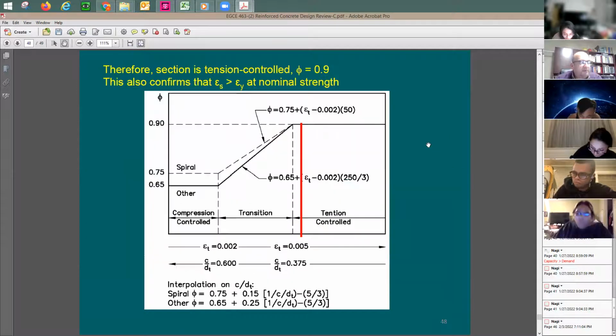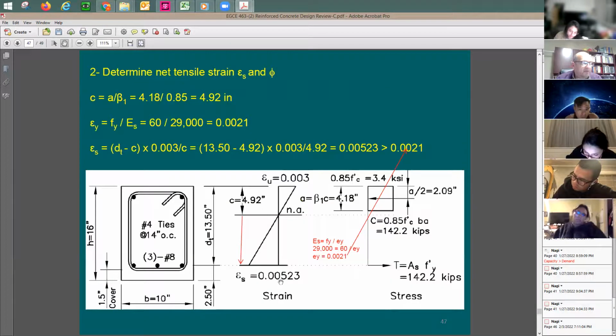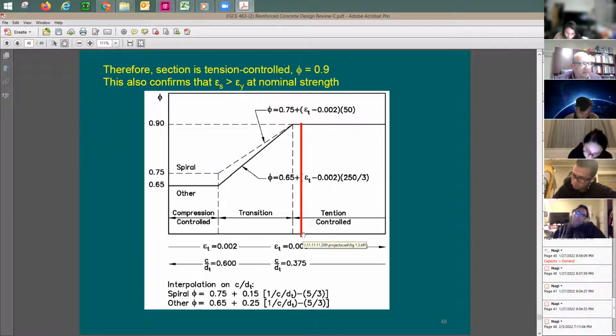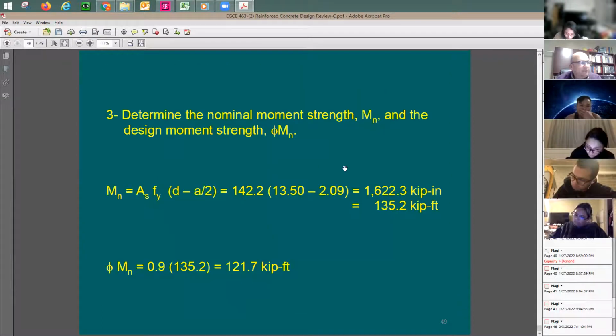Now my next step is to go to this chart to figure out the phi factor. You see the strain in the steel is increasing in this direction. So I'm going to be at 0.0052. I'm going to be on this side, and my phi factor is going to be equal to 0.9. What's next is to find out Mn and phi Mn.